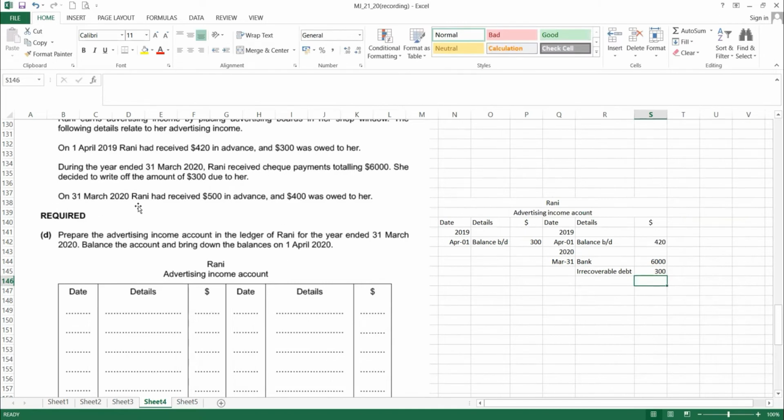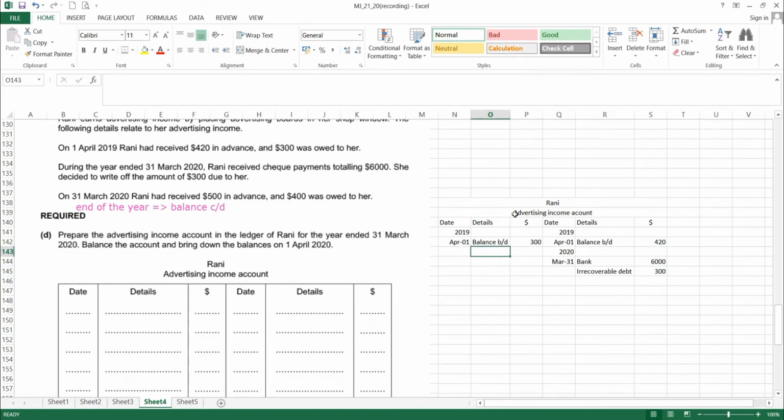On 31st March 2020, Rani has received 5,000 in advance. Year end in advance is a balance carried out. So this is the end of the year. So this is the balance carried out. Okay, take notes for it. So at the end of the year, when there is a balance carried out, received in advance, it will sit here. But we cannot put it here. We leave one empty row.